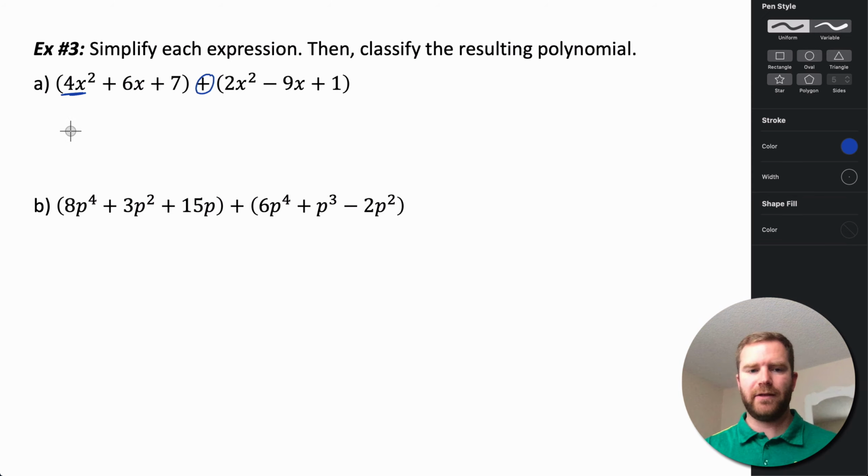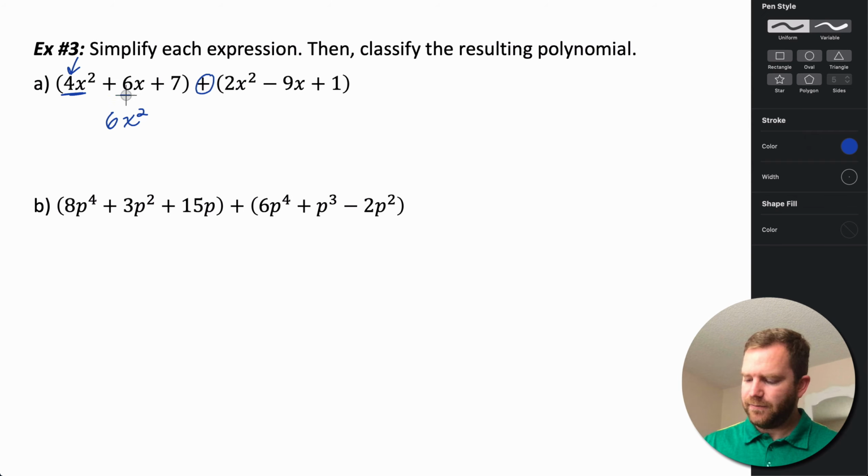When you're combining like terms, all you really need to do is add the number in front. That number in front is called the coefficient. So 4x squared plus 2x squared is going to be 6x squared. The exponents don't change, because in order to add them they have to have the same exponent. All we do is change the number that's in front of them.